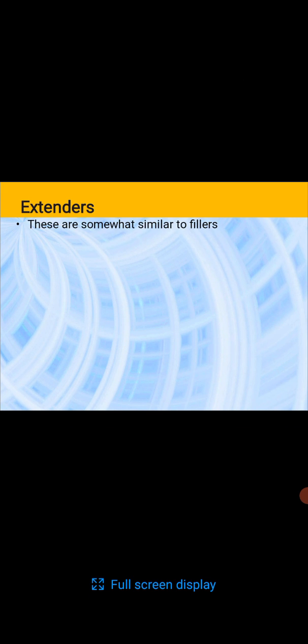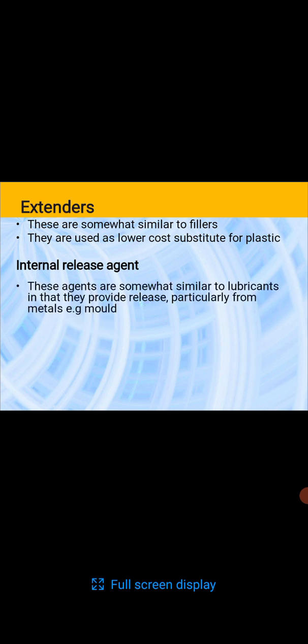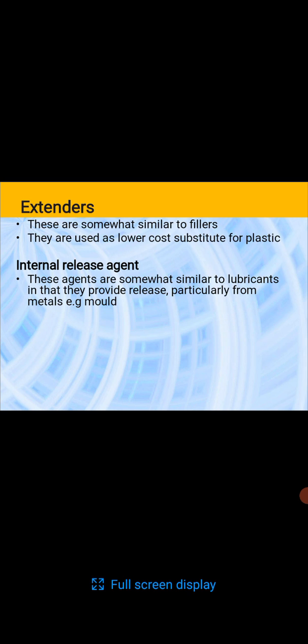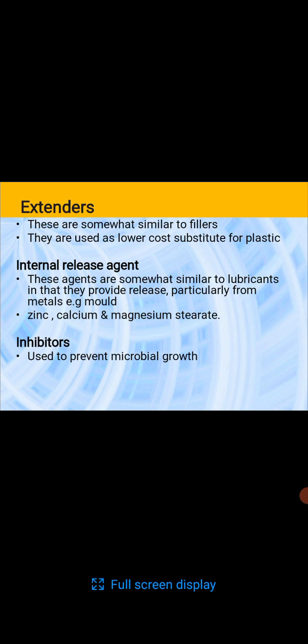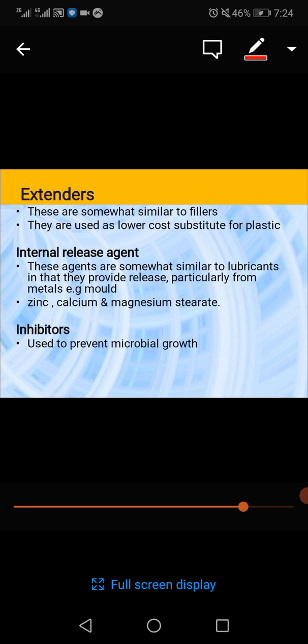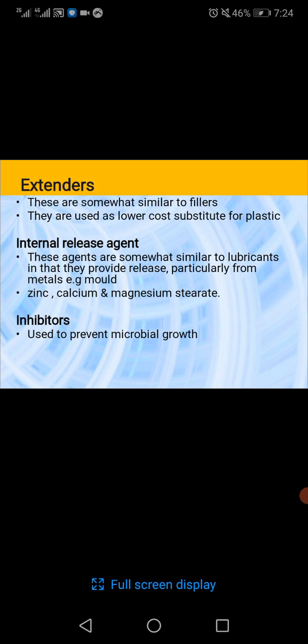Extenders are somewhat similar to fillers. They are used as a lower cost substitute for plastic. Internal release agents are somewhat similar to lubricants in that they provide release, particularly from metal molds, such as zinc, calcium and magnesium stearate. Inhibitors are used to prevent microbial growth inside a plastic container.